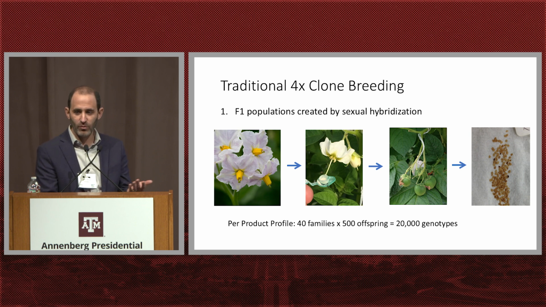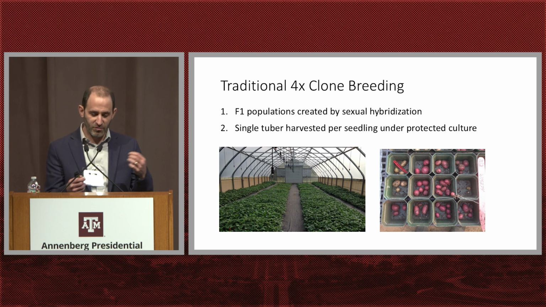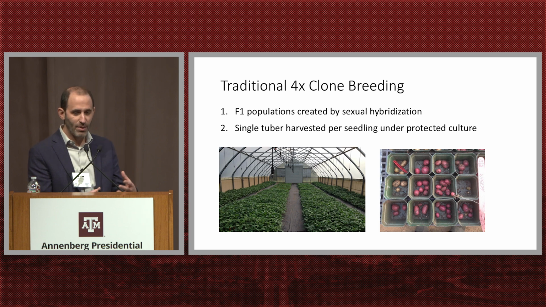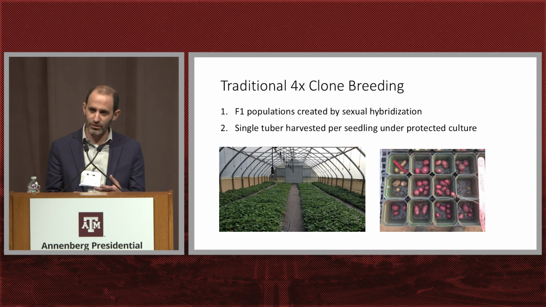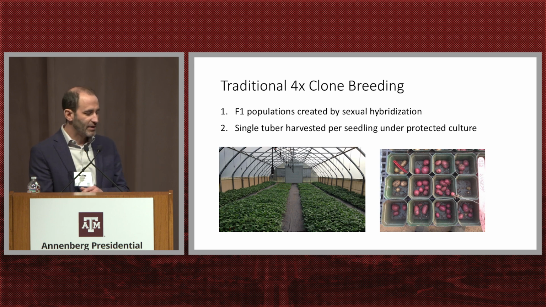So a family is an F1 population with perhaps on average 500 offspring, so about 20,000 different genotypes evaluated per breeding cycle. Those true seeds are sown in flats and then transplanted out at a small stage into small pots under some kind of protected culture. Could be, in our case, a high tunnel.